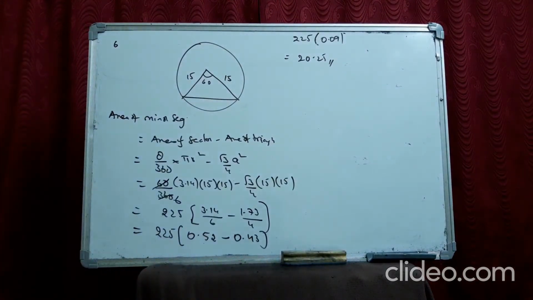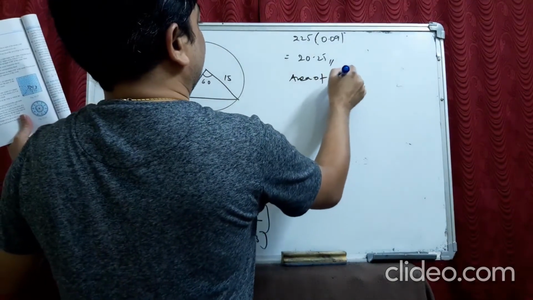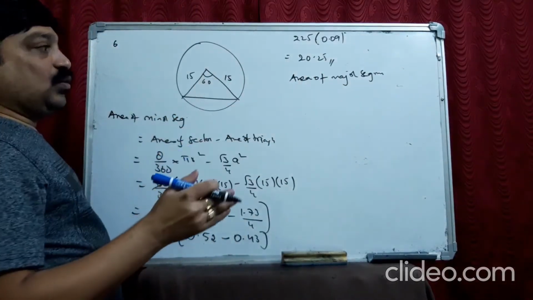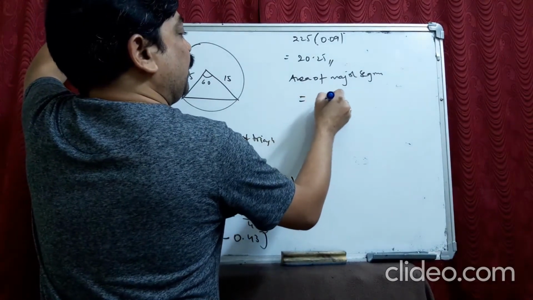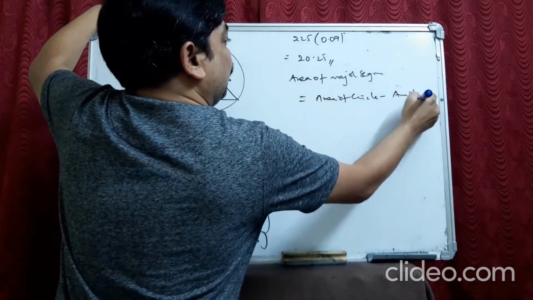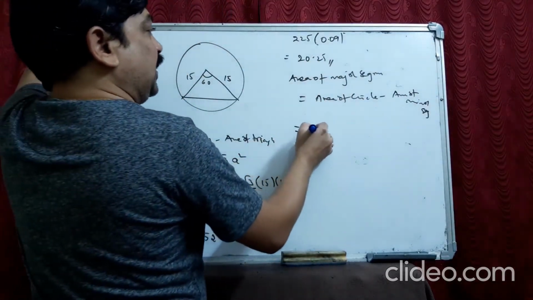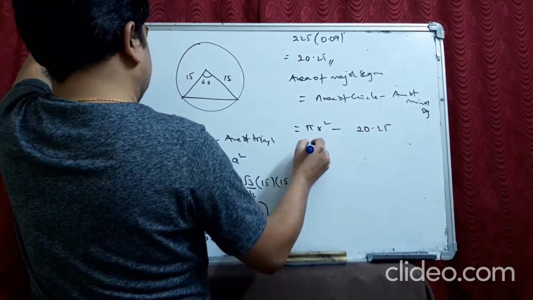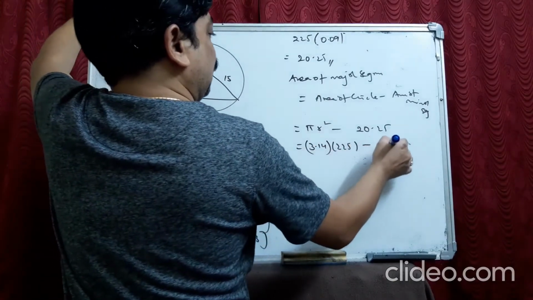Now the next one. They have asked us to find out the area of the major segment also. Major segment means everything away from this. So how to do that? If you want the area of the major segment, from the area of the whole circle, if you remove the area of the minor segment, you will get the area of the major segment. The whole circle area will be pi r square minus 20.25. Pi, you are asked to take 3.14. R square is 225, minus 20.25.